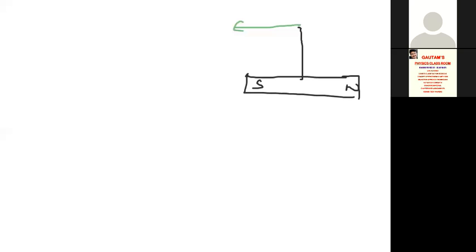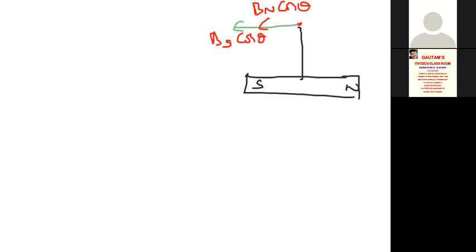Now let me take a fresh page. Here again I'm drawing the diagram. Finally, observe the beauty of what we are left with. This is the south pole, and I have drawn the north pole. In this direction we have two things: one is Bn cos theta, and the other is Bs cos theta. Remaining all fields are cancelled. This is what we are left with: Bn cos theta and Bs cos theta.